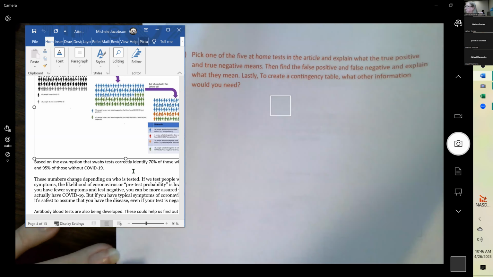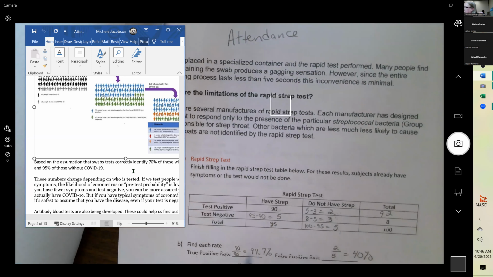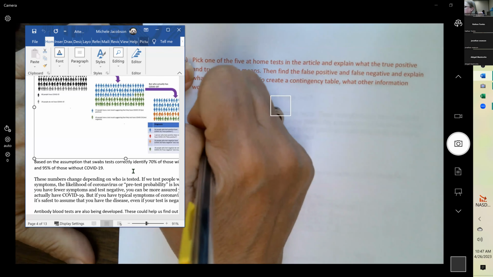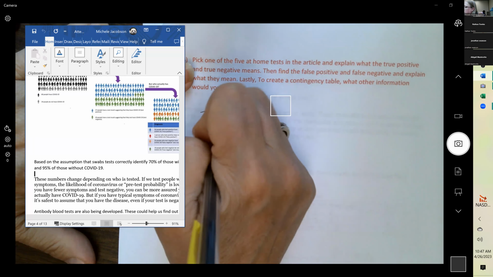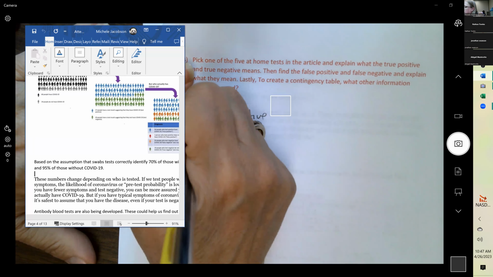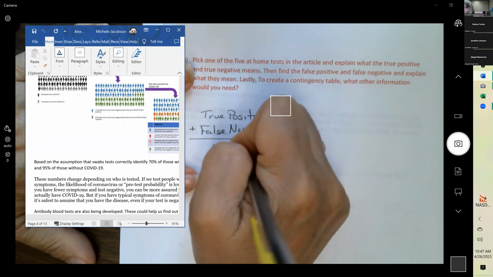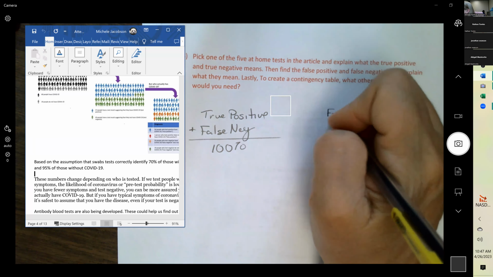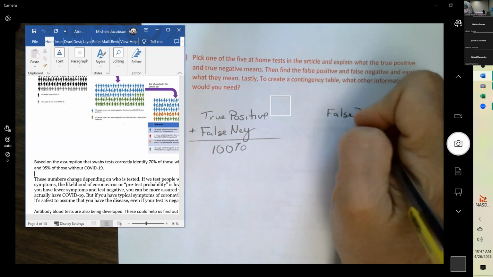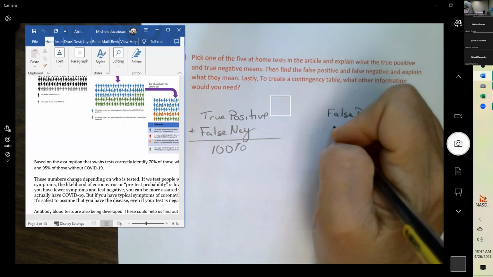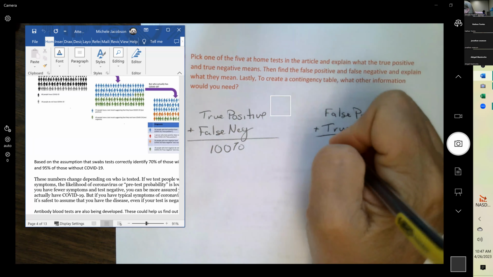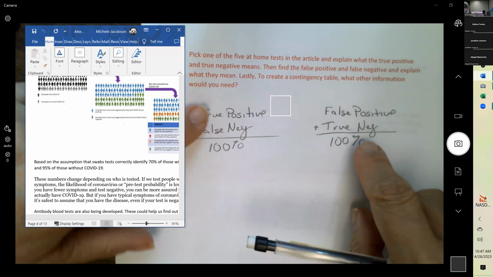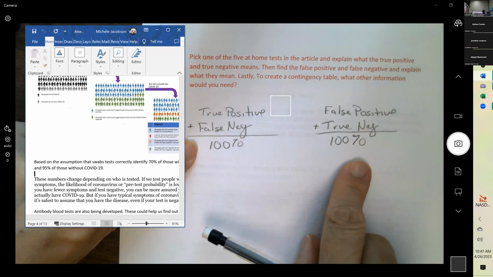So the first thing you want to be careful of is, remember that I had said these add up to 100. So the true positive and the false negative add up to 100%. And the false positive and the true negative add up to 100%. So you're given 2 of them. You can find the other 2 by subtracting from 100.